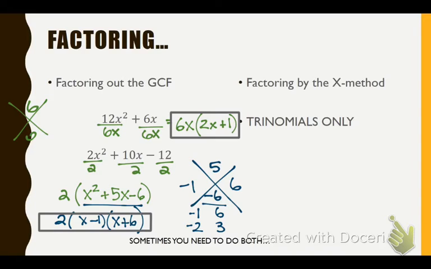All right. Factoring by the x method only works for trinomials. Trinomials means there's 3 terms. In the first problem, there were only 2 terms. Okay? In the second problem, there were 3 terms, but we could factor out a number first. All right?